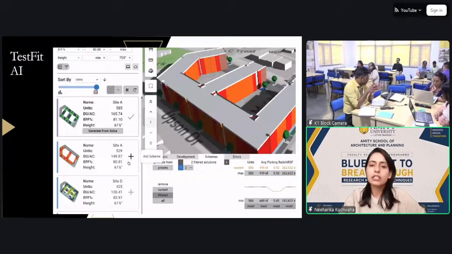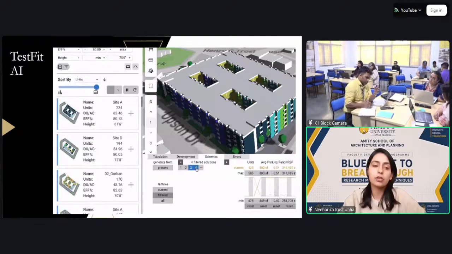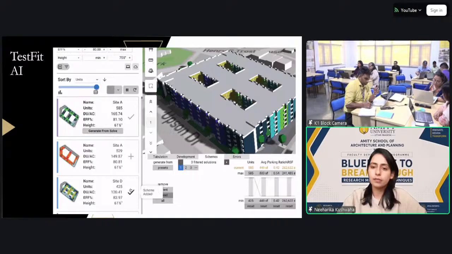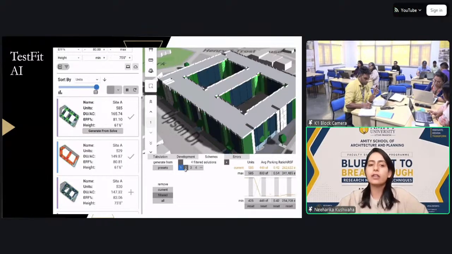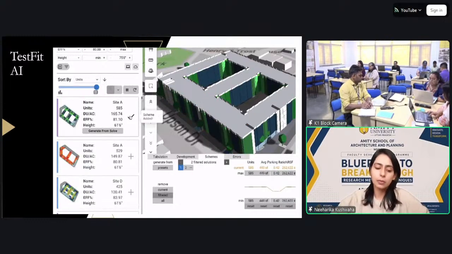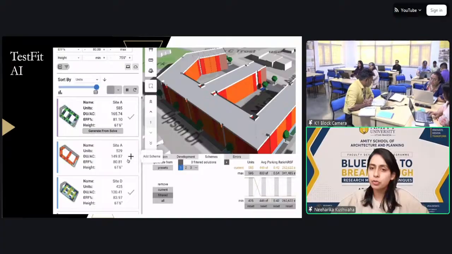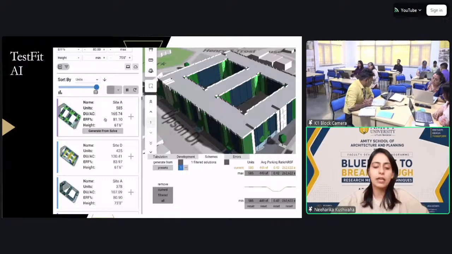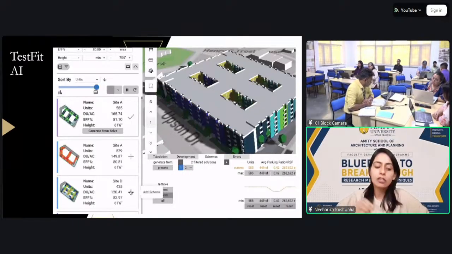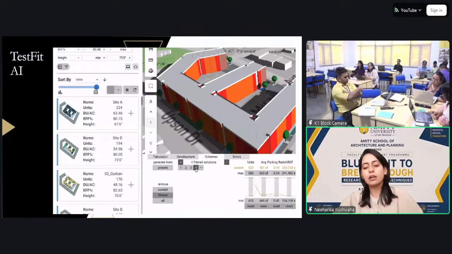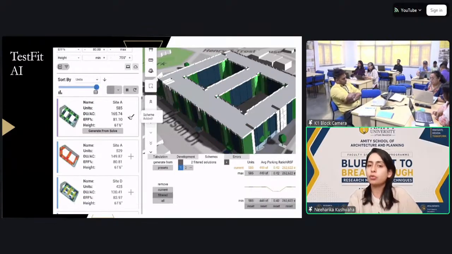The next is TestFit AI. This is again an Autodesk plugin, which works with Autodesk Forma. It visualizes feasibility in real time. Understanding everything, I had developed certain options and scenarios. Now you can instantly evaluate your floor area ratios, parking requirements, density, and housing configurations, and it can also transform your abstract zoning and planning regulations into a very spatially understandable output for the jury itself.